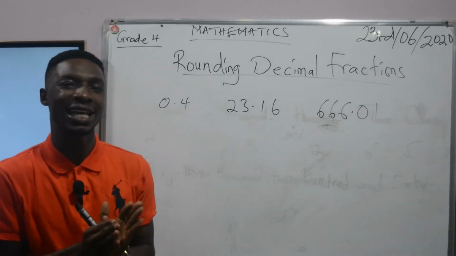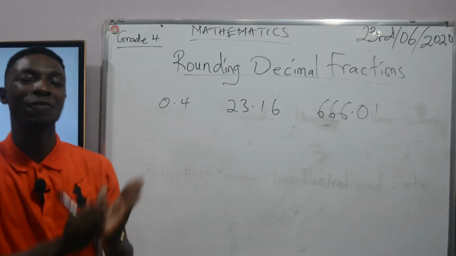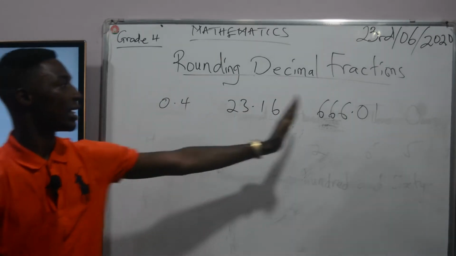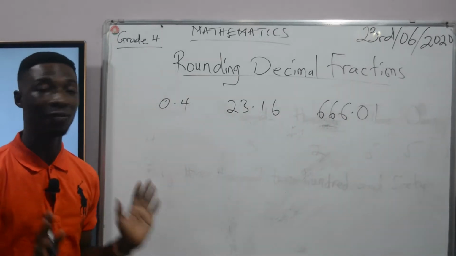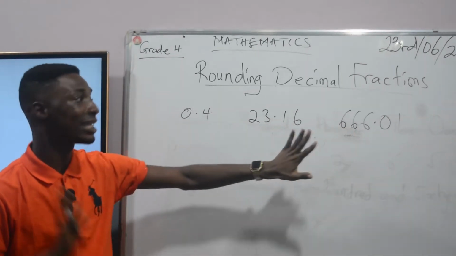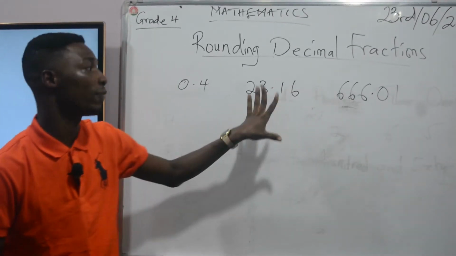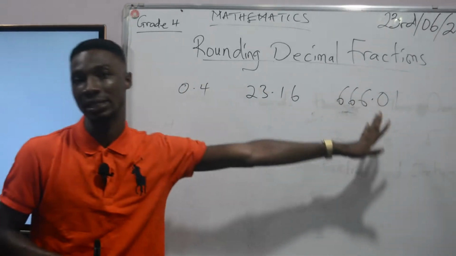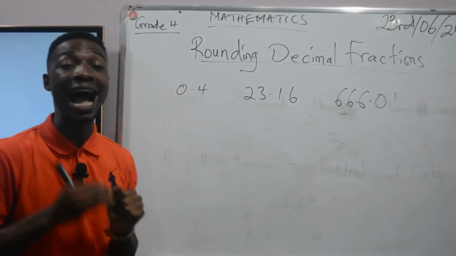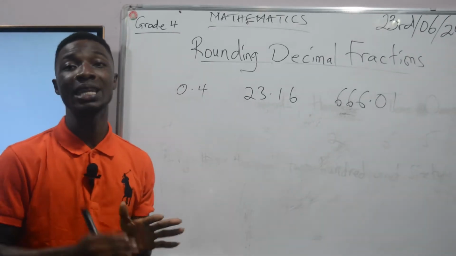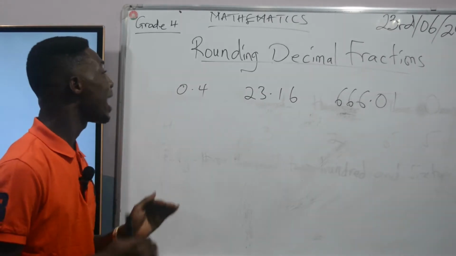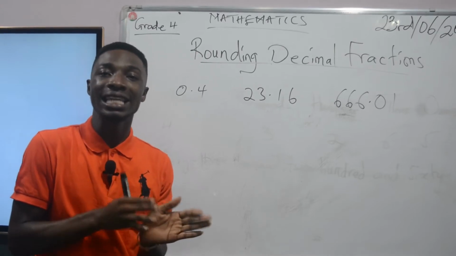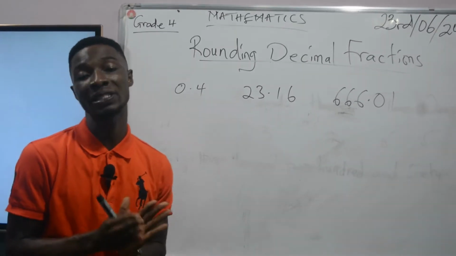Now we are not interested in the numbers that are coming in front of the point. You can see the numbers coming in front of the point are the whole numbers we already have. I'm not interested in the whole numbers in front of the point in this lesson. But we are rather interested in the numbers after the point. The numbers after the point are called decimal points or decimal places. So the number of digits after the point is what is going to tell us the number of decimal places we have in that particular number.